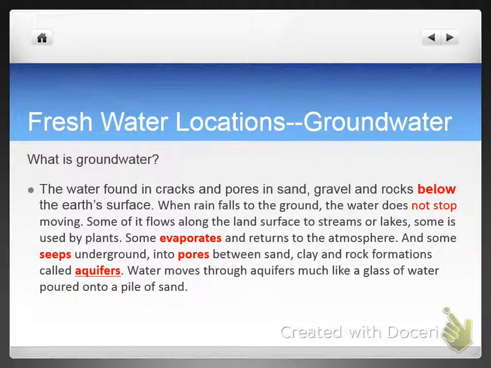So groundwater is defined as any water that is found down between cracks, pores, or pores are just openings between sand, gravel, and rocks. And this is going to be below the surface of the earth, so below the ground. When rain falls to the ground, water does not stop moving. Some of it flows along the land surface to streams and lakes. Some of it is taken back up through capillary action by the plants.